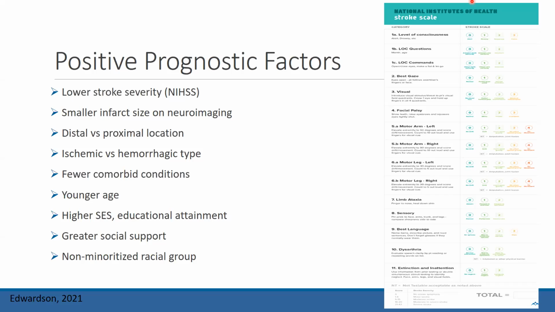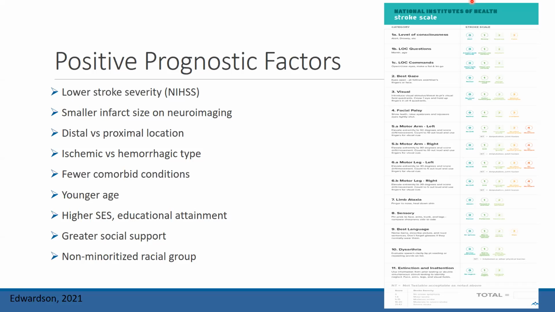Similarly, if you have a smaller sized infarct on neuroimaging, if your stroke happens at the very end of a branch of the MCA versus affecting more of the brain, that's going to be a good sign. Ischemic strokes tend to recover better than hemorrhagic strokes, likely due to all the complications that can come with increased intracranial pressure and the need for surgery and things like that with hemorrhagic strokes.